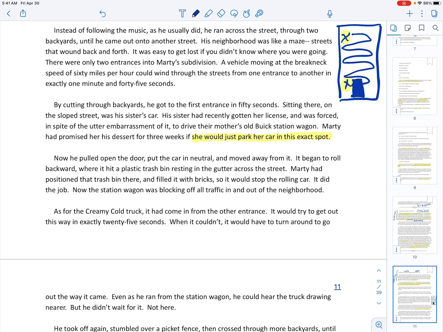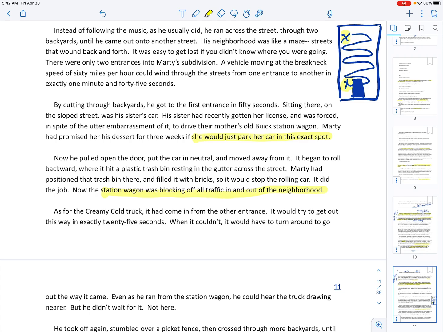Now he pulled open the door, put the car in neutral, and moved away from it. It began to roll backward, where it hit a plastic trash bin resting in the gutter across the street. Marty had positioned the trash bin there and filled it with bricks so it would stop the car from rolling. It did the job. Now the station wagon was blocking off all traffic in and out of the neighborhood.